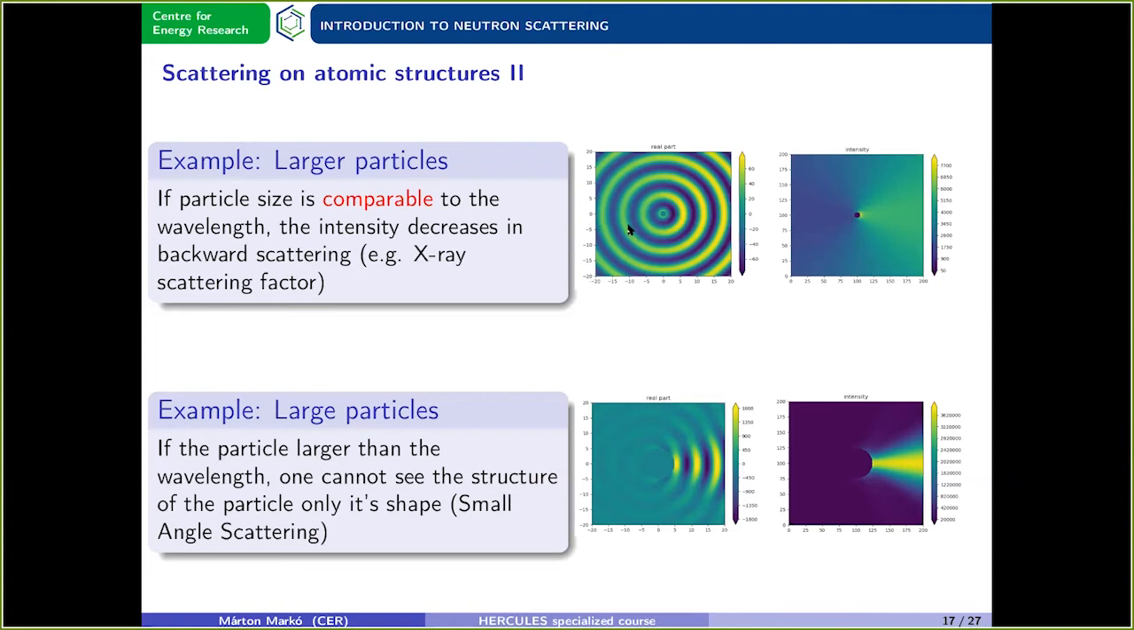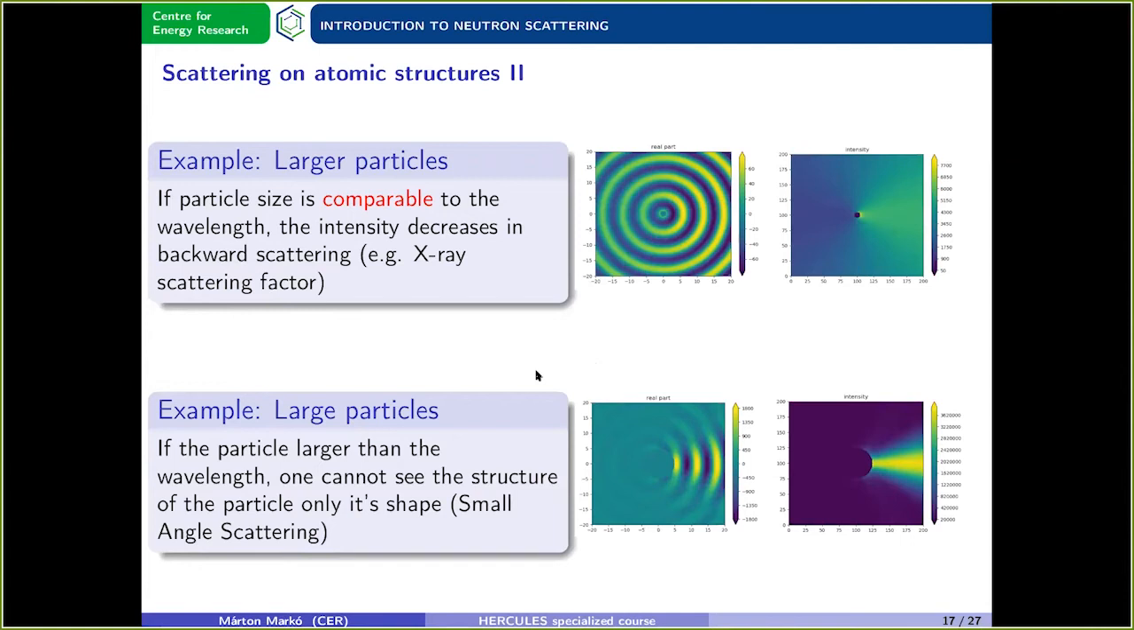It's not easy to see, but looking at the intensity here we can see that forward there is a high intensity, backward there is a low intensity. This is exactly the case of the atomic scattering factor of X-rays. So that's why X-ray has a scattering angle dependent scattering factor, because X-ray is scattered on the electron density and the atom has much larger size than the nucleus, and it is already comparable with the X-ray wavelength.